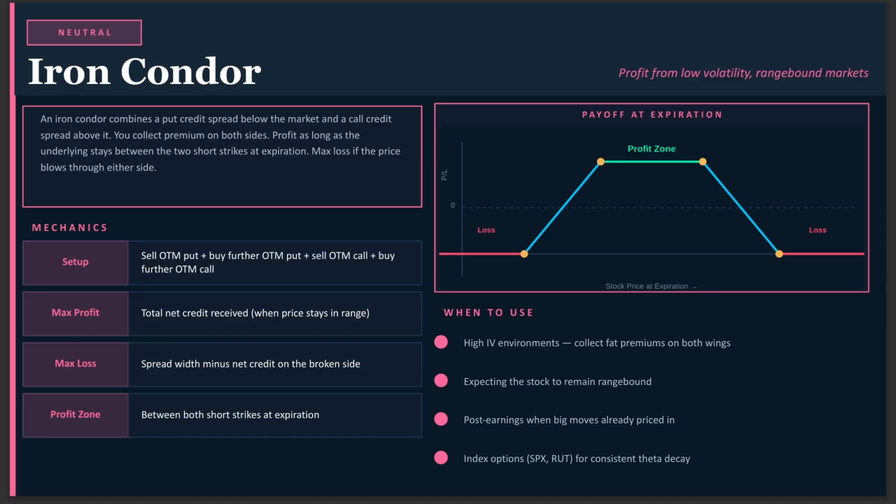But yeah, that's just a rule of thumb. Iron condors work great in high implied volatility environments where you get a nice range where it's not breaking out of that range. I sometimes do iron condors on SPX because it's nice money.